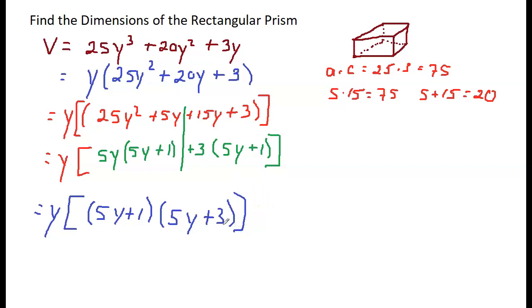All right, so here we have it. One of our length, width, or height is y. So we'll just write our answer, y. We have a 5y plus 1, and we have a 5y plus 3. And that's our answer right here. There are the dimensions. Have fun with these. They can be a little tricky. Just don't let it scare you and break it down into smaller parts like what we just did.